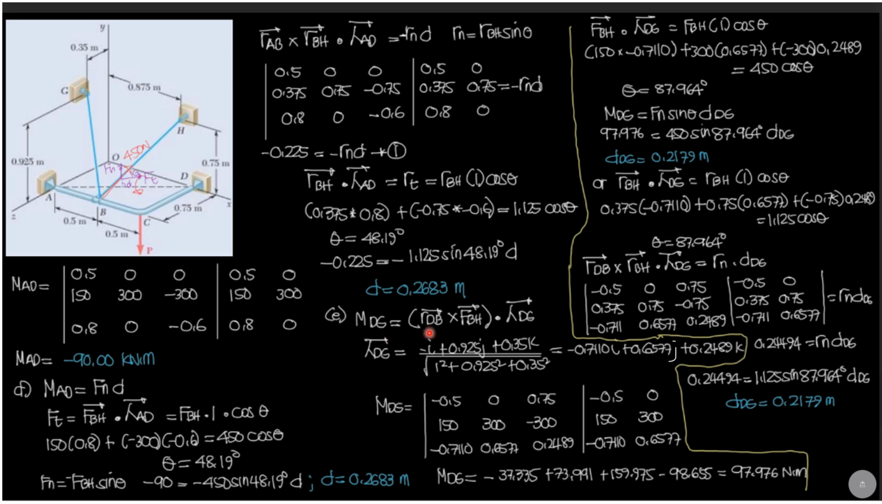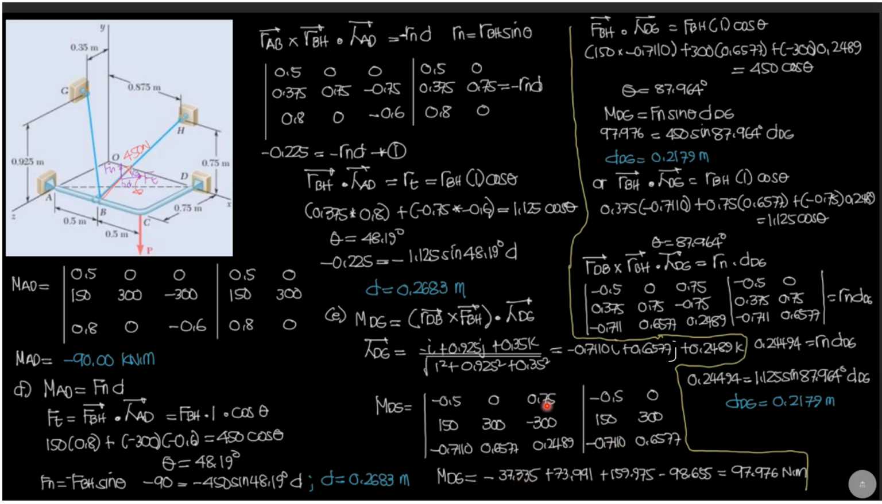So r_DB is negative 0.5 i, 0.75 k. So negative 0.5, 0, 0.75. Components of F_BH, then unit vector of DG. Copy the first two column elements. Simplify: negative 0.5 times 300 times 0.2489, that's negative 37.335.